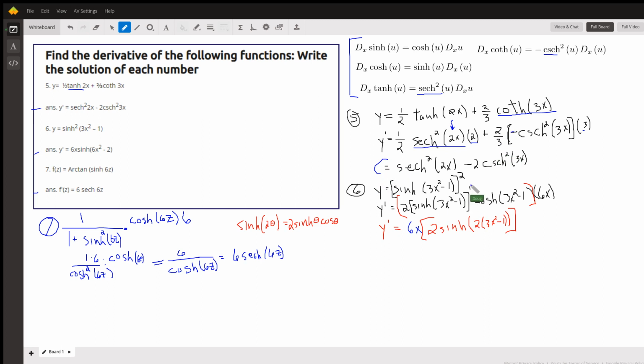Number 6, it's a little easier to see if you picture this exponent of 2 up outside the brackets here. And then we apply the power rule, moving the 2 down front, leave the inside the same, reduce the exponent by 1, then multiply by the derivative of the inside. Well, the derivative of hyperbolic sine is hyperbolic cosine of the same thing, but then we got to multiply by the derivative of the inside, which gives us the 6x.